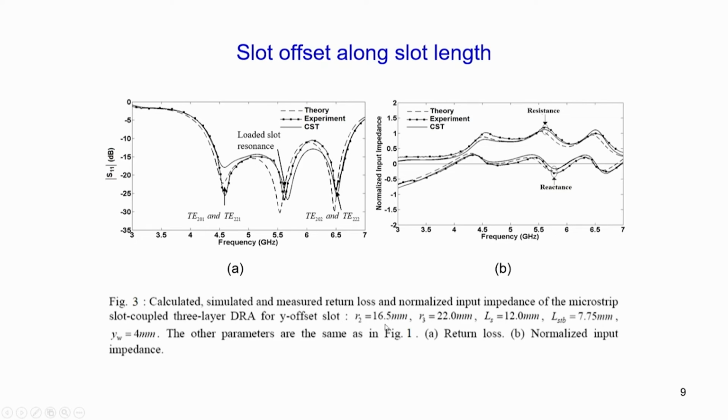So, in this case the y offset is given, YW as 4 millimeter with XW 0, with the radius of the middle layer R2 as 16.5 millimeter, radius of the third layer, it is a 3 layer DRA, as the radius of the third layer is 22 millimeter, and the length of the slot 12 millimeter, and L stub is 7.75 millimeter, and all other parameters are the same as in the original figure 1.